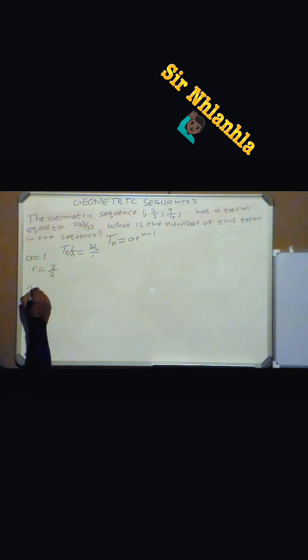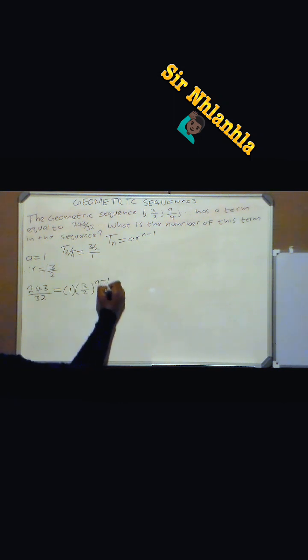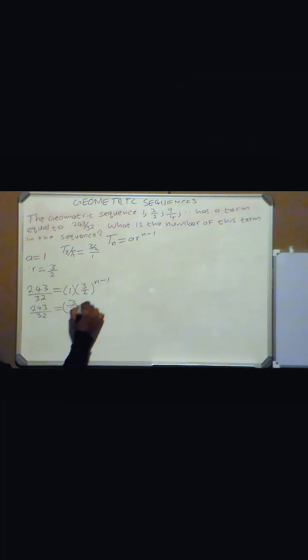So we have 243 over 32 equals, what's our a value? 1, common ratio 3 over 2, and n minus 1. So simplifying this, 243 over 32 equals (3 over 2) to the power n minus 1. So from here we can use logs.